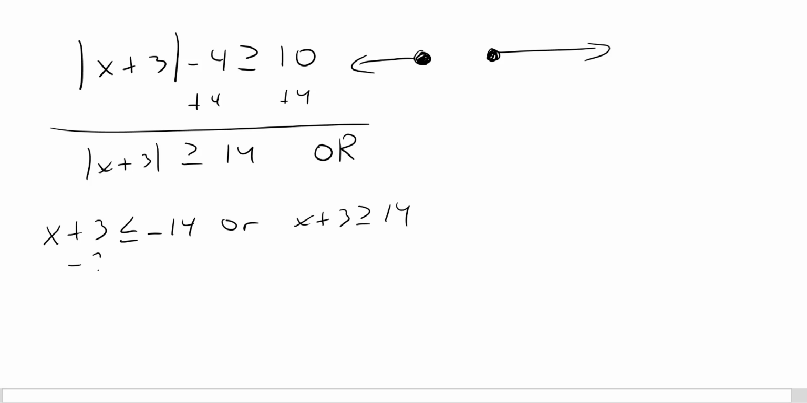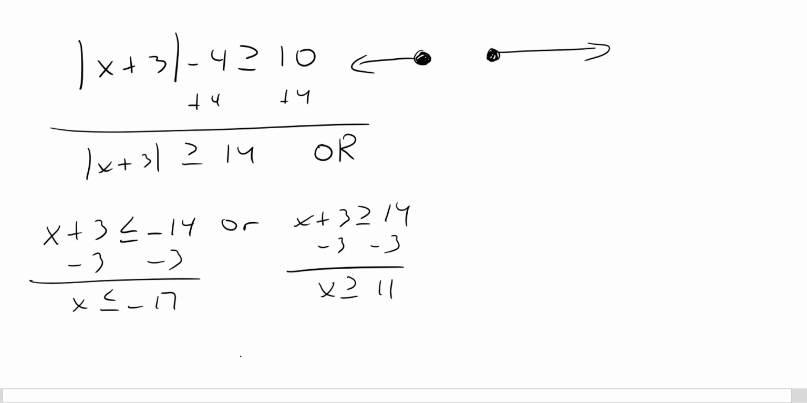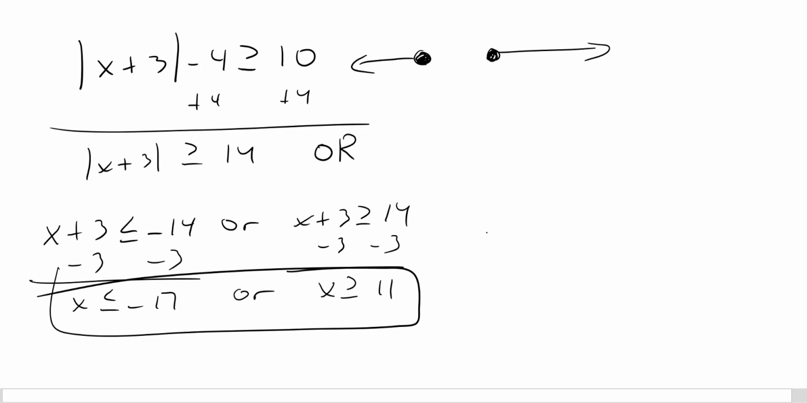Okay, so I'm going to subtract 3 from both sides here. So I get x is less than or equal to negative 17. And I'm going to subtract 3 here. And I get x is greater than or equal to 11. So this is the answer, guys. And on a number line, you're going to say negative 17 and 11. And it's going to point like this.